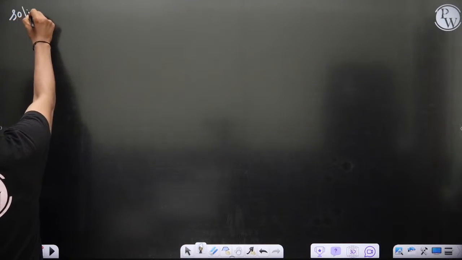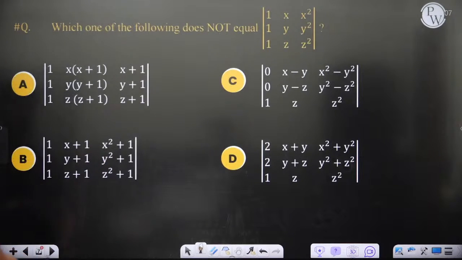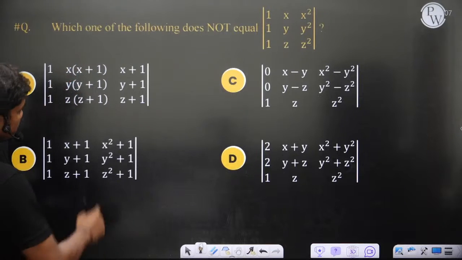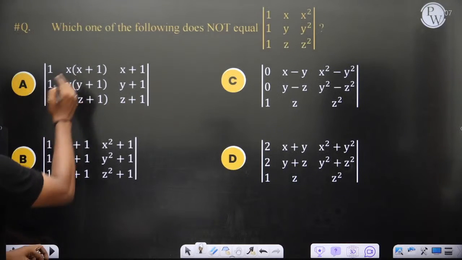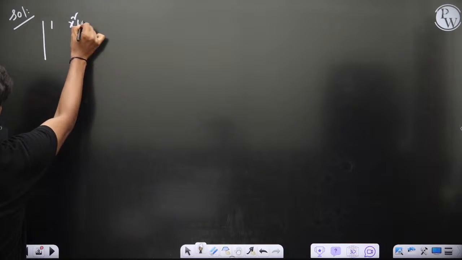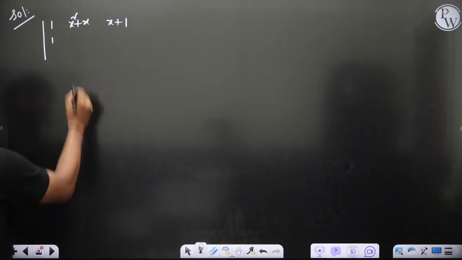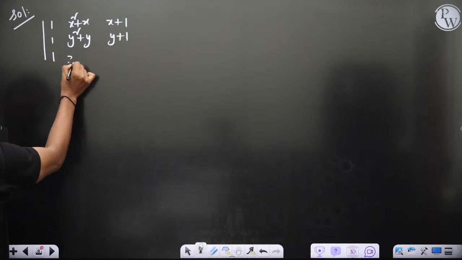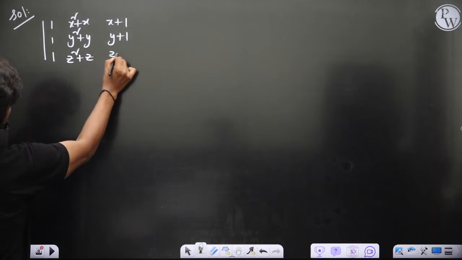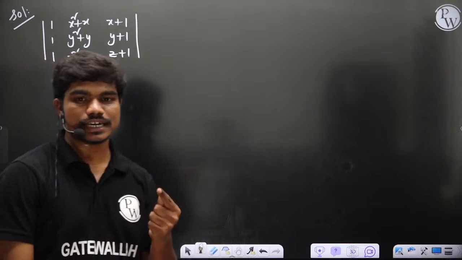Now coming to this question, I just want to give you one hint. Many of you might have tried different ways of solving this question, but I want to give it to you in one important form. If you take this determinant, for example, 1, x square plus x plus 1, then 1, y square plus y plus 1, and 1, z square plus z plus 1. This is the first determinant, the determinant in option A.